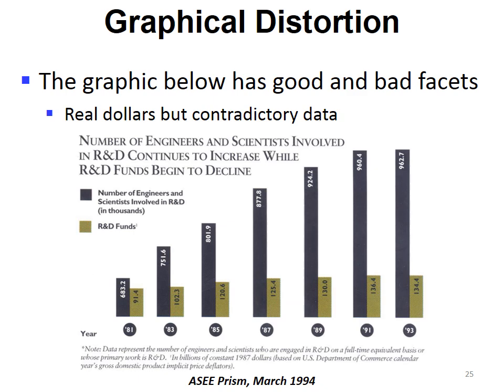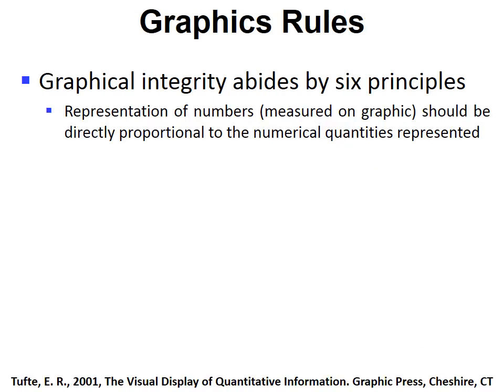Another misleading facet of the graph is that the 0 point of the number of engineers shown in the blue columns is far below the graphic border, while the 0 point of the research and development funds in the green columns is within that border. However, the graphic designer did use constant 1987 dollars to account for inflation and thereby accurately represents the true cost of the work. Edward Tufte gives 6 rules to avoid deceptive graphical practices.